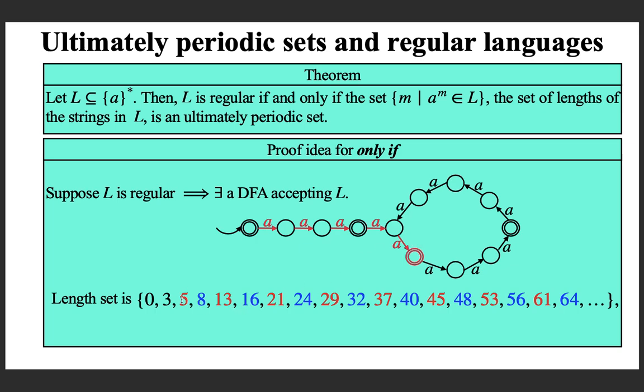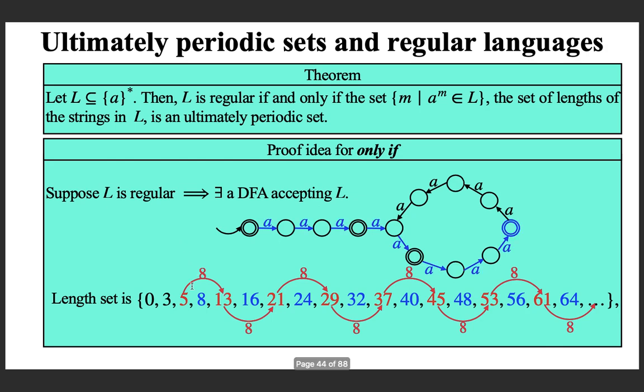Now you can see that the loop length is 8. You are here now, then if you take 8 more A's, 1, 2, 3, 4, 5, 6, 7, 8, you are again accepting. So 5 plus 8 is 13. So definitely 13 plus 8 is 21, plus 8 is 29, plus 8 is 37, plus 8 is 45, plus 8 is 53, plus 8 is 61. Likewise, all those numbers are going to be in the length set.